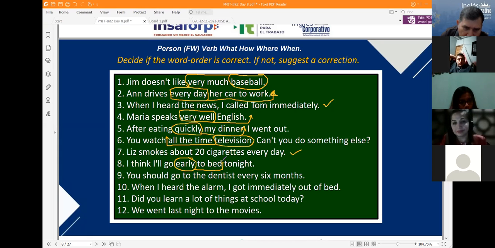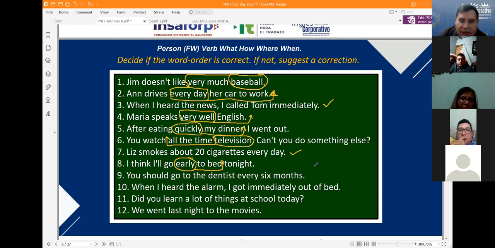So we're going to put here early. And we say, "I think I'll go to bed early tonight." Or if you have a comma, you can put it here: "I think tonight I will go to bed early." It's okay. So let me see, number nine.